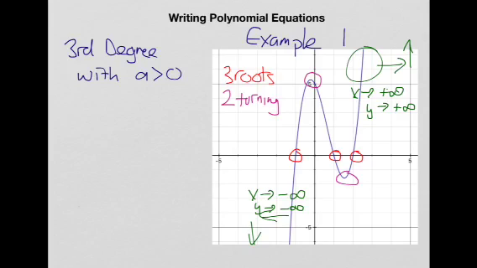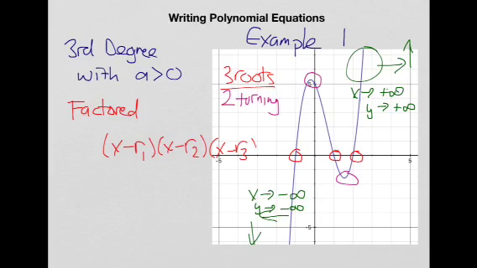Now, how do we write the equation? We're going to take a leaf out of the quadratic page for this, because we have here 3 roots. I can find all of those 3 roots, so I'm going to write this in factored form. And in factored form, a third degree polynomial is going to have 3 factors: x minus root 1, x minus root 2, x minus root 3. It has a leading coefficient. And my equation is going to look something like that.